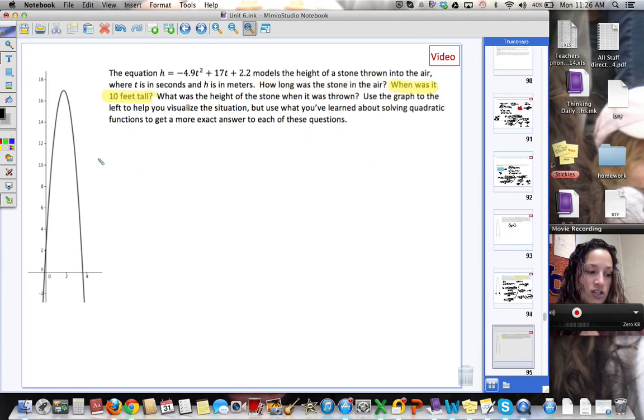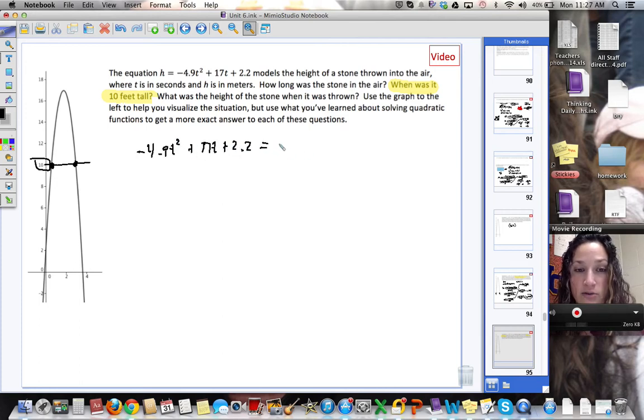All right, the second question. When was it 10 feet tall? So if I look up here, 10 feet, right? There's going to be 2 points where it's 10 feet. There's going to be one here and one here. So now what I'm doing is I'm just making my h equal to 10. So I'm going to have negative 4.9 t squared plus 17t plus 2.2. Instead of equaling h, it is now 10, equals 10. To solve this, I'm going to subtract 10 over negative 4.9 t squared plus 17 t, what is that, 7.8? Yeah, so minus 7.8 equals 0.